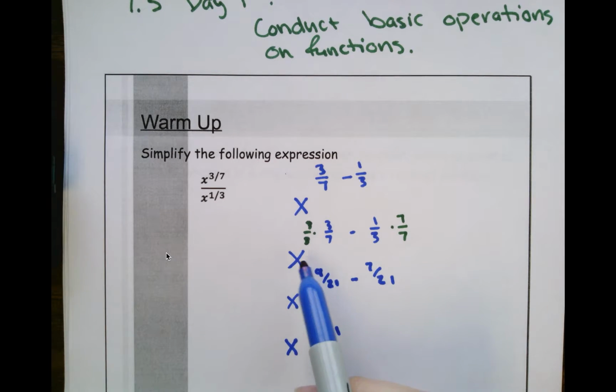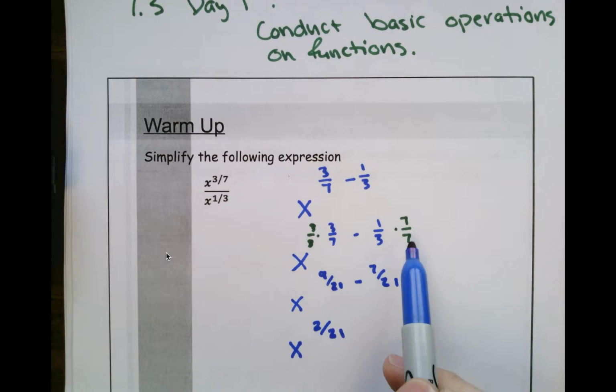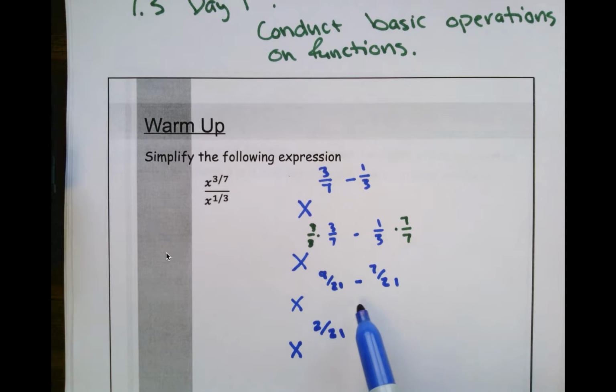I know that's kind of hard to read. And we'd also need to multiply this one by 7/7. That way we have 21 as both of our denominators. We can just subtract numerators. Those are just fraction rules, which we've been going over.